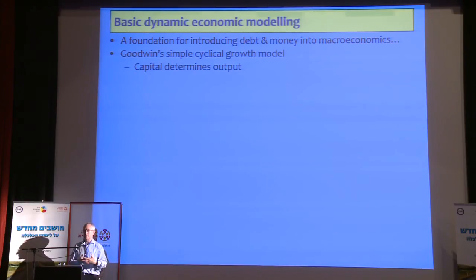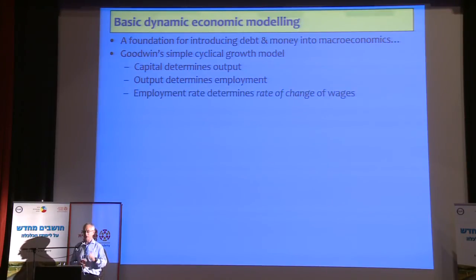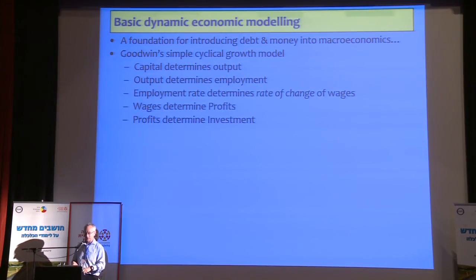And he said that at the simplest level, capital determines output. There's some rough relationship between the two. Let's just make it a constant, see what happens. Output determines employment. Given how much output you want to produce, that's how many workers you have to hire. Employment determines the rate of change of wages. Wages determine profits. He's got a simple two-class system here. Profits determine investment, and investment's the rate of change of capital. Now that gives you, from capital to the rate of change of capital, that's closed your model.